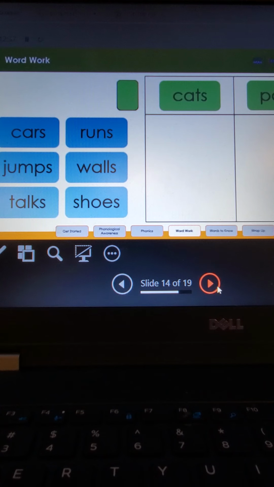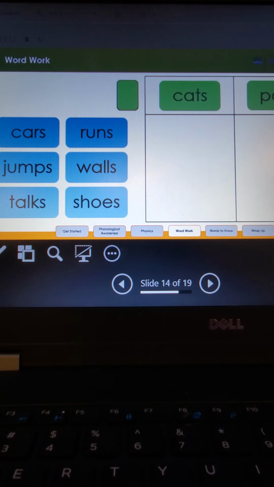Look at the green word tiles. All right, what are the words that we see? I see the word cat, and cat is a noun. Cats. So what's the ending? Do you hear the S? S. When we add the S to the noun cat, it means more than one cat. My friend has 3 cats.